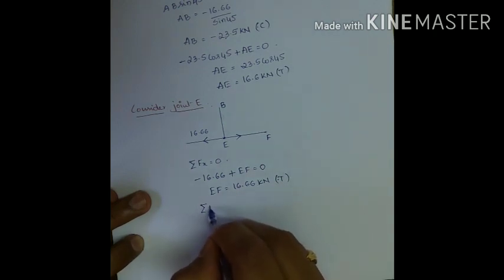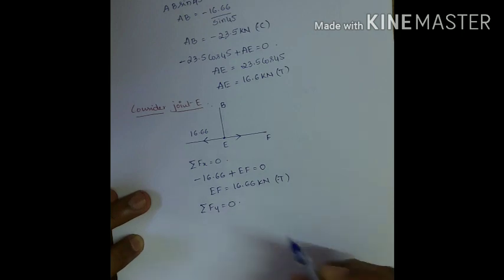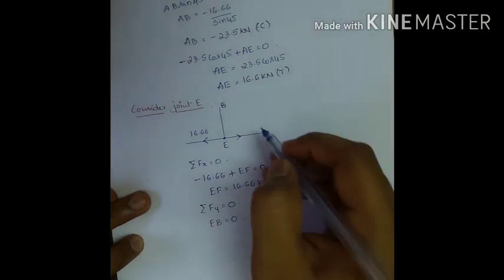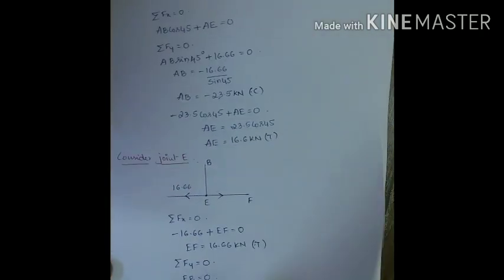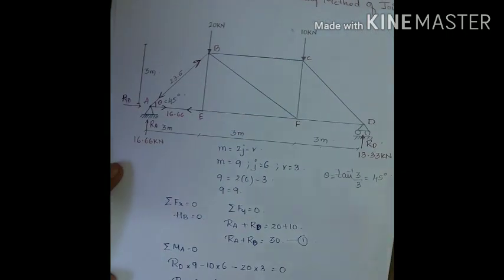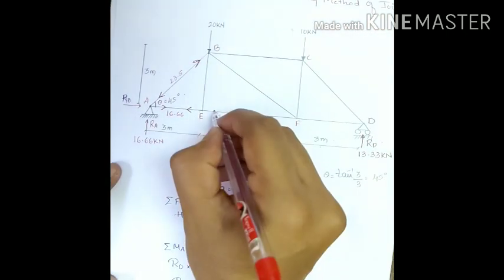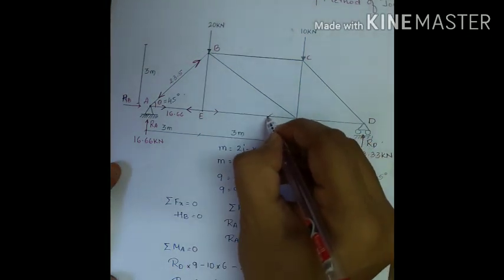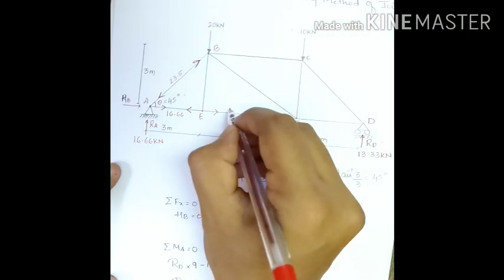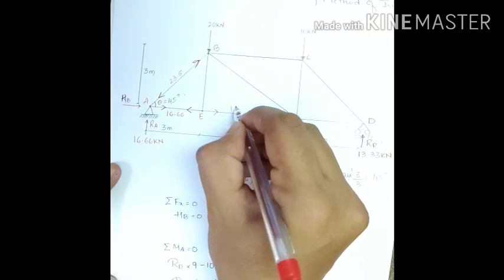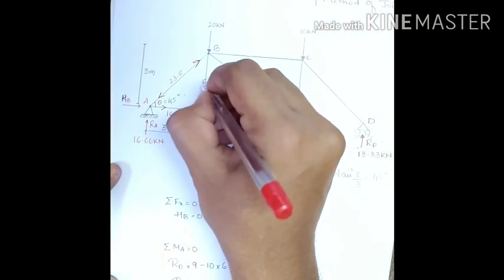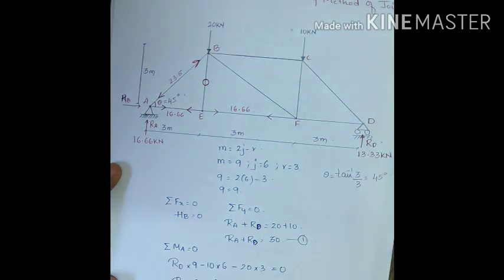Now considering summation of Fy is equal to 0. Since there are no vertical forces, Fy, that is EB, is equal to 0. So changing this here, this force is tension with respect to this point. This is also tension with respect to this point. So it is 16.66, and this number is 0 and is designated like this.